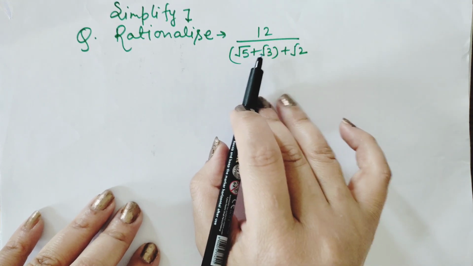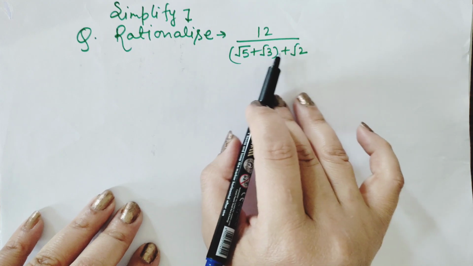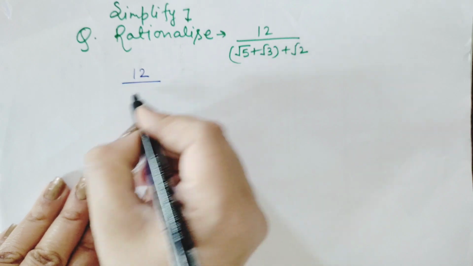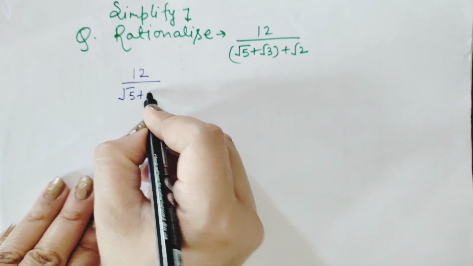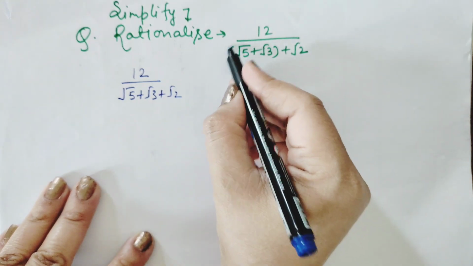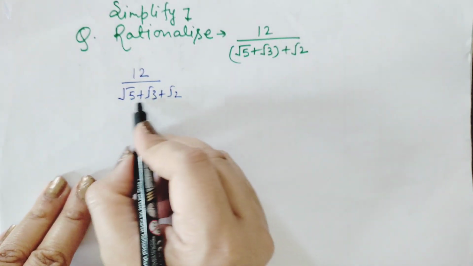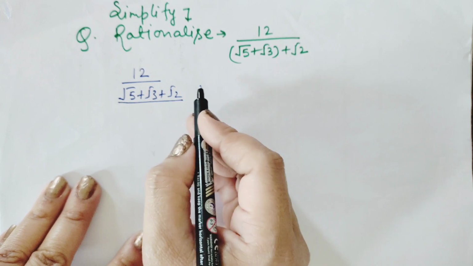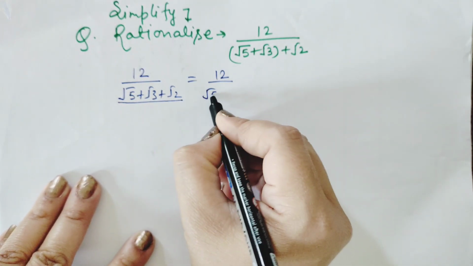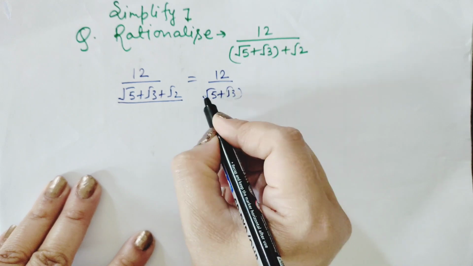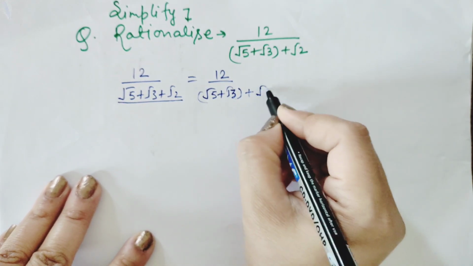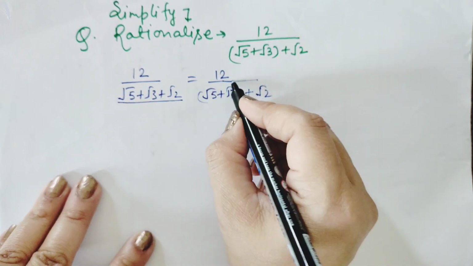So in this question you can see root 5 plus root 3 plus root 2. This question is 12 upon root 5 plus root 3 plus root 2. So we will make a bracket, we will divide these three terms into two parts, like 12 upon root 5 plus root 3. This one is the first part, and this root 2 is the second part of the denominator.